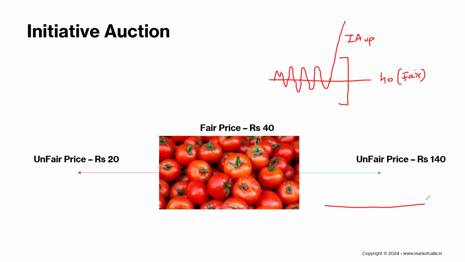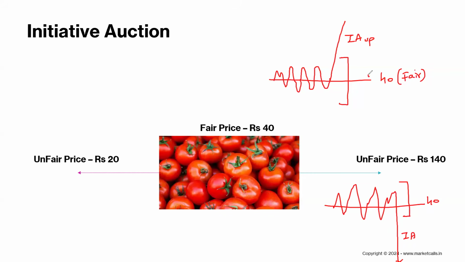An initiative auction down can also happen like this. We have a point of control, which is 40, which is a fair point. Price is trading around that back and forth. When the price shoots away from the point of control, away from the value area, then we will call this auction an initiative auction.